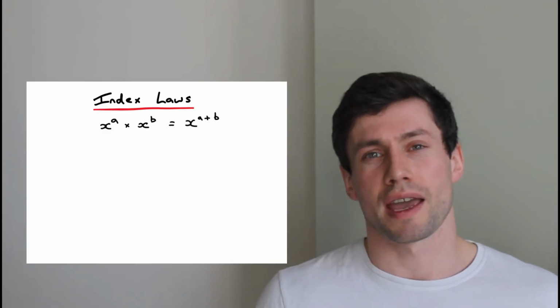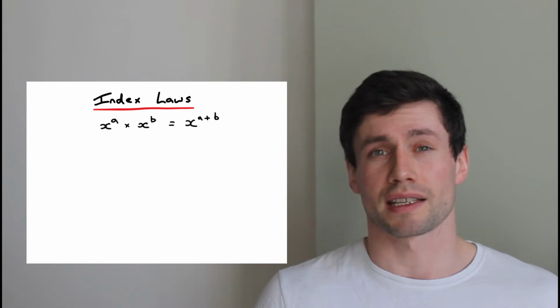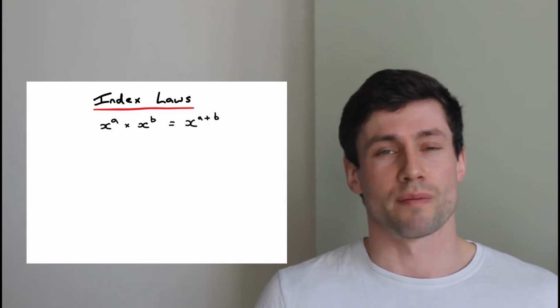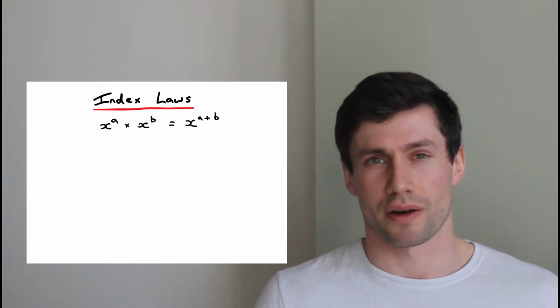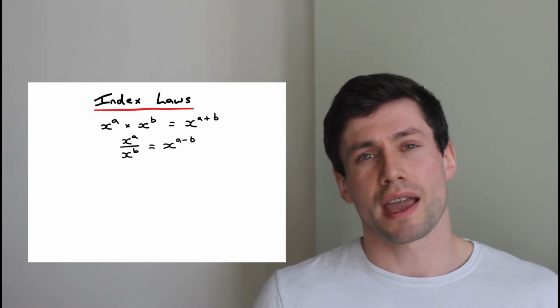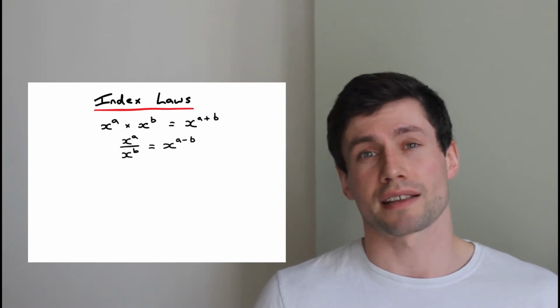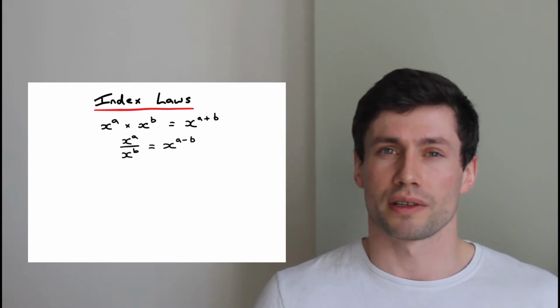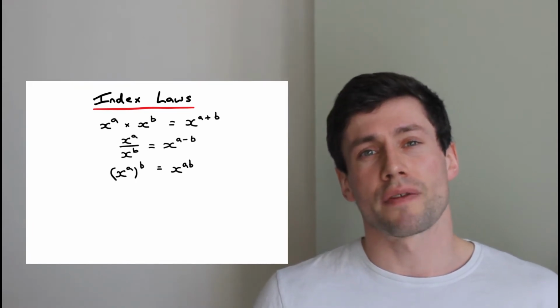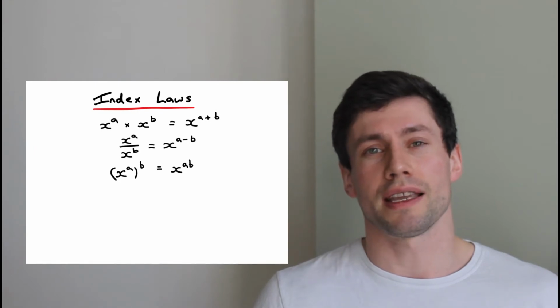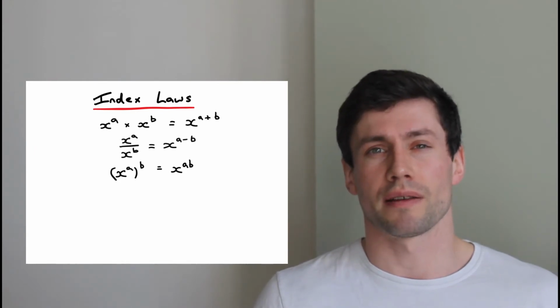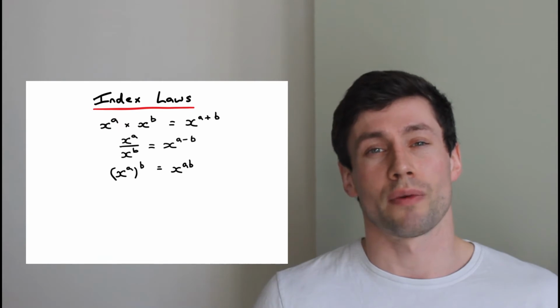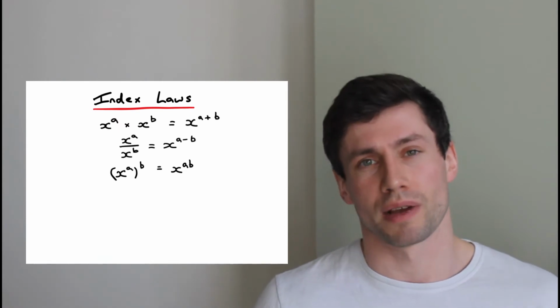X to the power of a times x to the power of b equals x to the power of a plus b. If we multiply the numbers, we then add the powers. X to the power of a over x to the power of b equals x to the power of a minus b. If we divide the numbers, we subtract the powers. X to the power of a to the power of b equals x to the power of a times b. If we take one number with a power to another power, we multiply the powers.